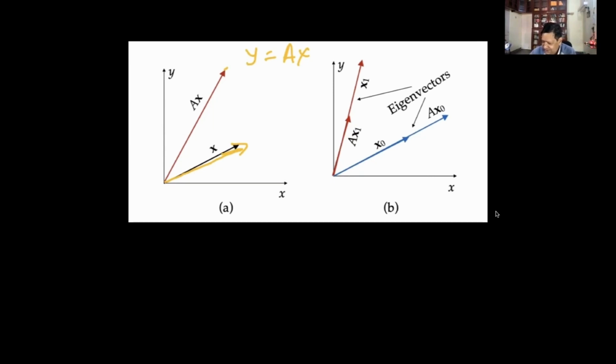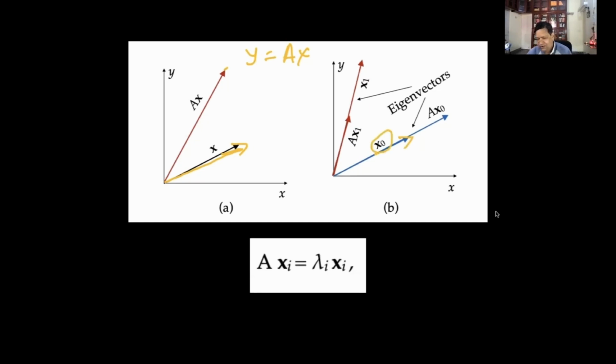But there are some vectors, like x naught here. When A acts on x naught, it creates a vector which is in the same direction as x naught. So x naught and Ax naught are in the same direction, and this is called an eigenvector. There is another vector x1 for which Ax1 is in the same direction. For 2D matrices, you can have a maximum of 2 eigenvectors. You cannot have 3 eigenvectors. The theorem is that for an n by n matrix, there will be n eigenvalues, but the number of eigenvectors is less than or equal to n.